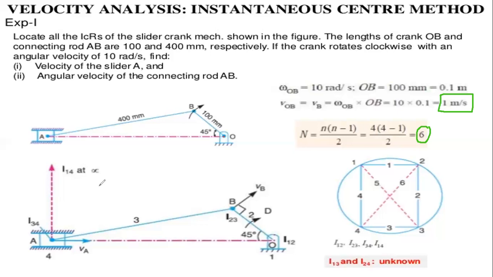Next we are going to find the remaining 2 centers, the centers from I14, and the velocity of B. Already we have found the velocity of B as 1 meter per second. Then we need to find the centers from I14. I am locating this in the diagram. This is the point of intersection, I12. Next, this is I34, which connects the third link and the fourth link. Next, it is I23, which connects the crank and the connecting rod. And this is I14, which is independent. So these are the different links.